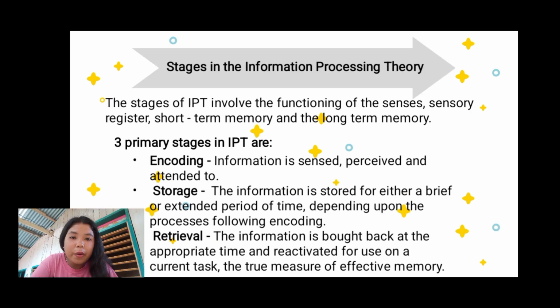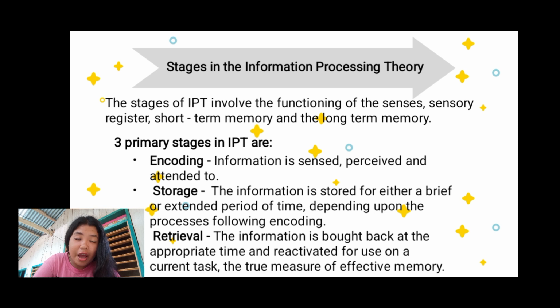So now, we will be moving on to the stages in the information processing theory. The stages of IPT involve the functioning of the senses, sensory register, short-term memory, and long-term memory. Basically, IPT asserts three primary stages, which are encoding, storage, and retrieval.